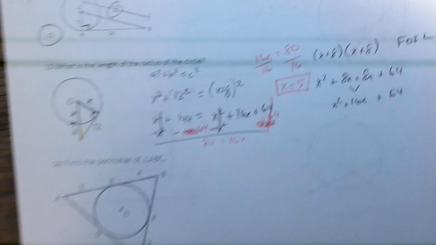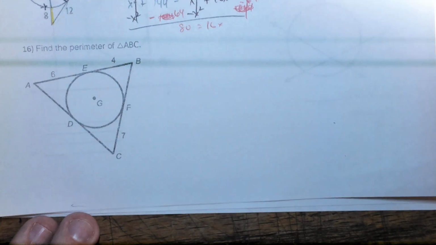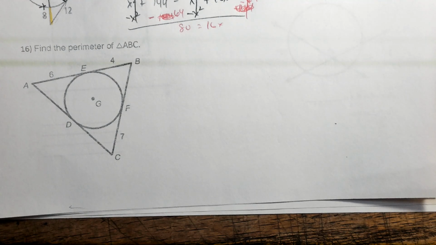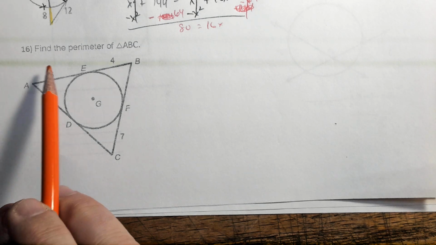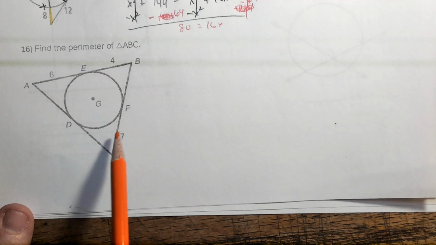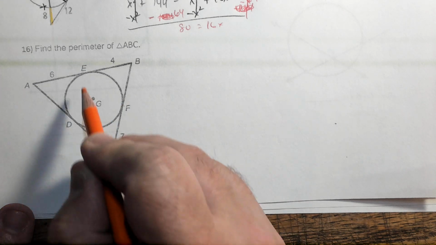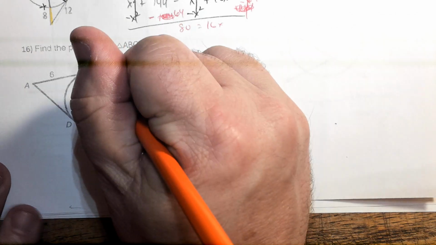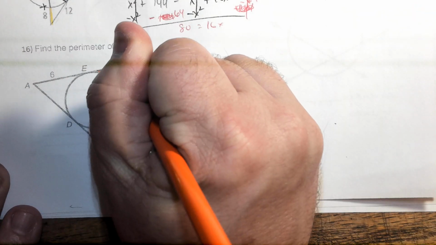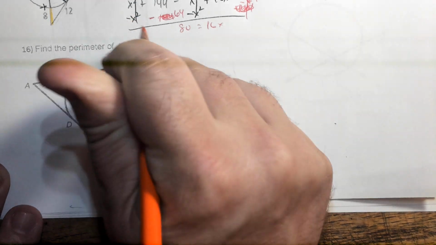Okay, bottom of this page. Sorry, I've lost count. Let's see. Okay, so find the perimeter of ABC. You see this is inscribed. That means the circle touches here, here, and here, and the way it comes out, these two sides are congruent.